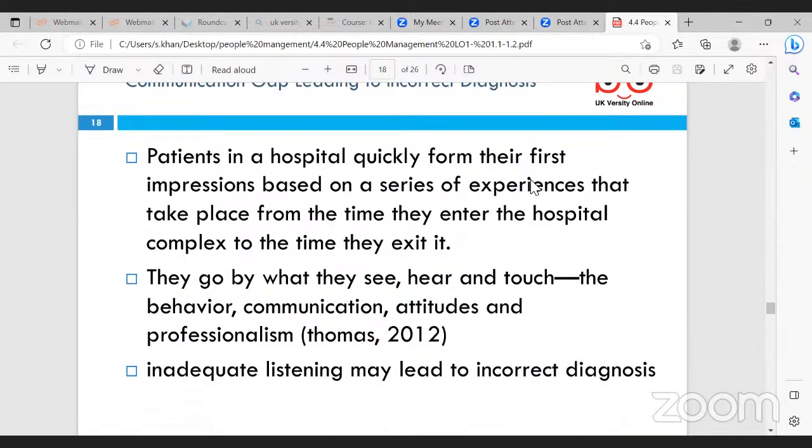Okay. Patients in a hospital quickly form their first impressions based on a series of experiences that take place from time to time.